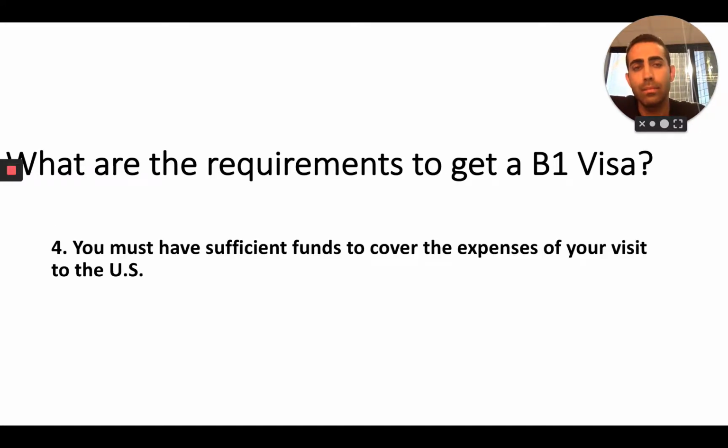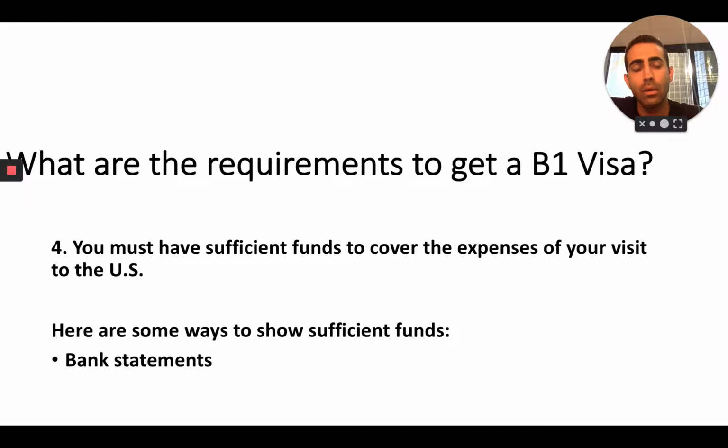The next requirement is that you must have sufficient funds to cover your expenses for your visit in the United States. So if your stated reason for being in the United States is for 7 days to attend a conference, you must show that you have sufficient funds to cover that 7-day stay. To show sufficient funds, you can have bank statements, and you can also have pay stubs to show your rate of pay, perhaps for your foreign employer. So those are kind of like some general points about the B1 visa.